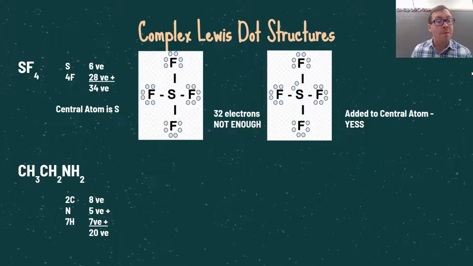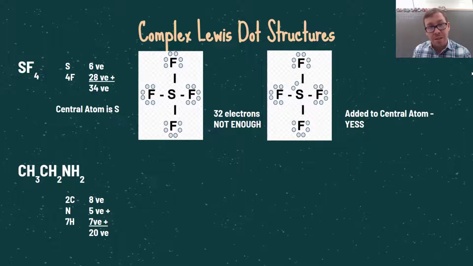So I count up the total number of electrons in my structure, just like what I've done previously, and I know I need to have 20 in my Lewis dot structure. Well, again, if we break this down into individual parts, I've got a CH3 part, a CH2 part, and an NH2 part. So again, you break it down into its individual steps.